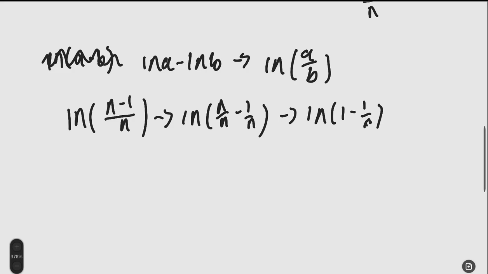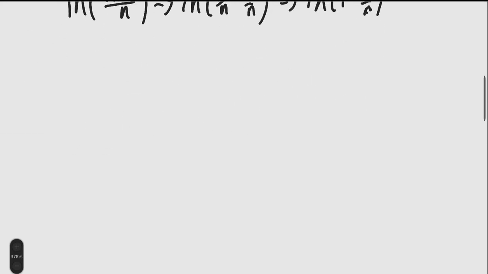Great. Cool. So what do we have? Add a new page here. What do we have? I didn't even need a new page. It's lying to me. We have 1 over n plus ln of 1 minus 1 over n.